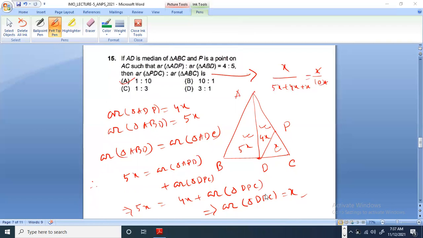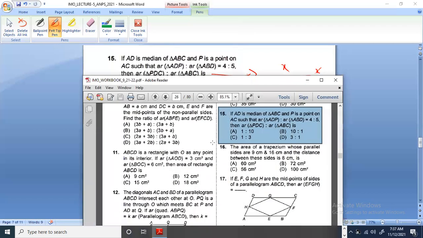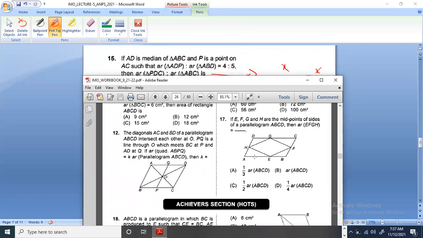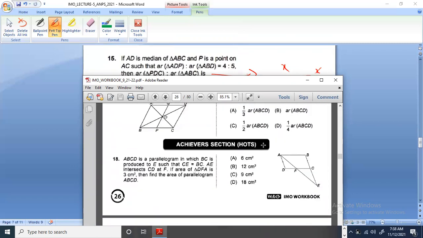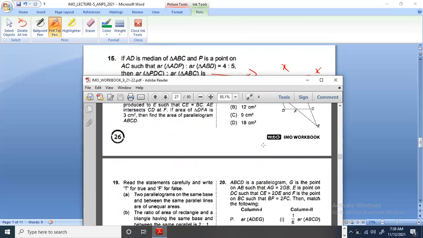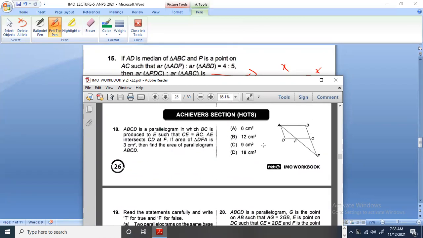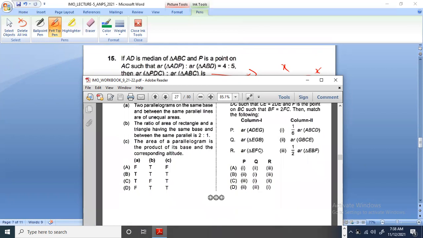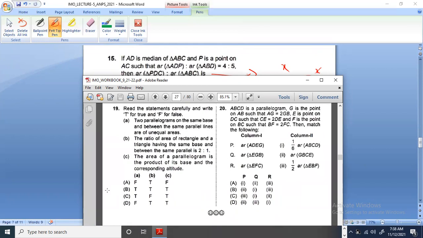Question number 16 and more of the same. 17, also we have done a similar sum in our regular classes. Question number 18 is also the same. We have done this kind of sum in our regular classes. Okay, 19 we can do from here.